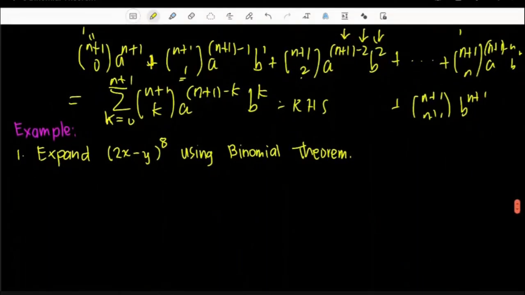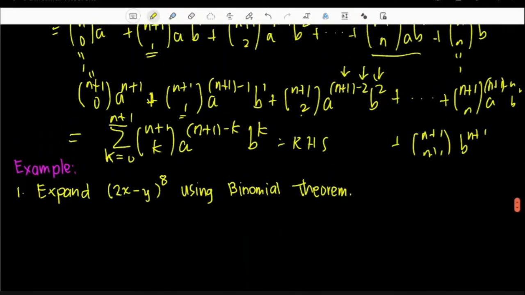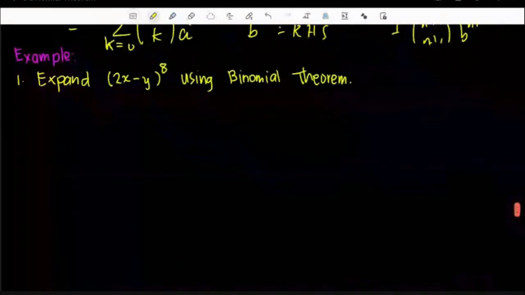Let's have an example of how we can utilize the binomial theorem. This is an easy example. Expand (2x - y)^8. Now, if you want to create the Pascal triangle, go ahead and create the Pascal triangle. But of course, if you can remember the binomial theorem instead, that would be better. Diba? Okay, so let's try.